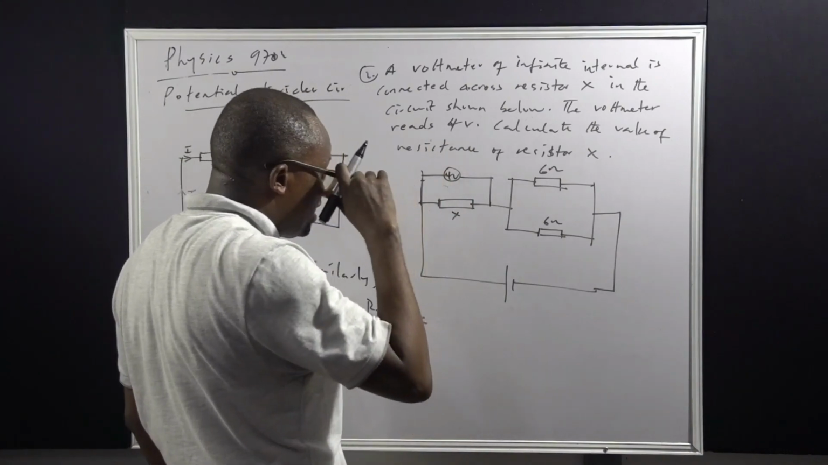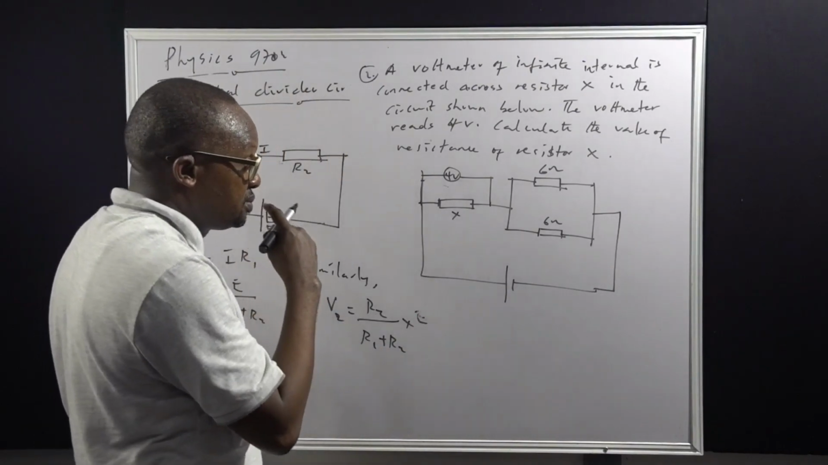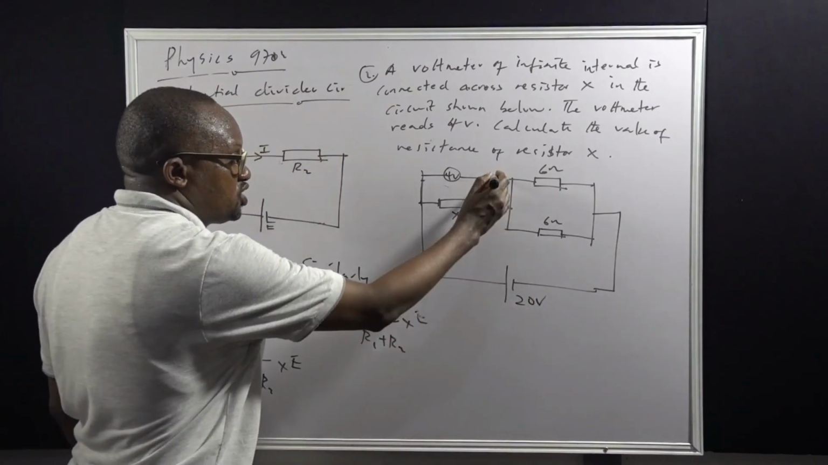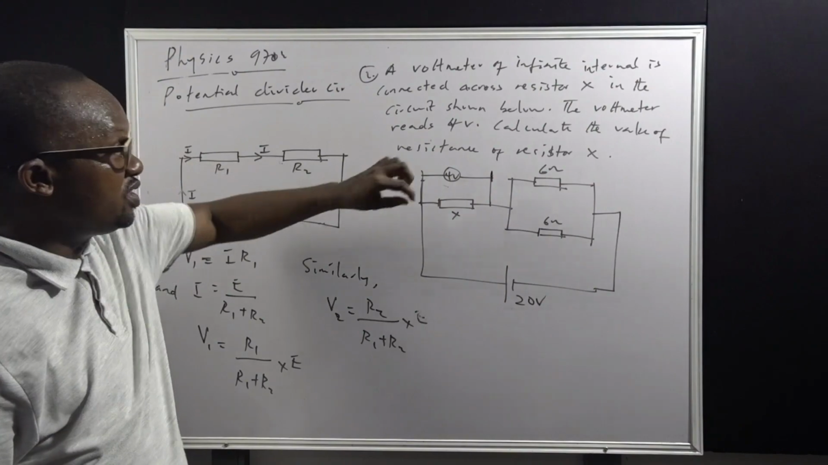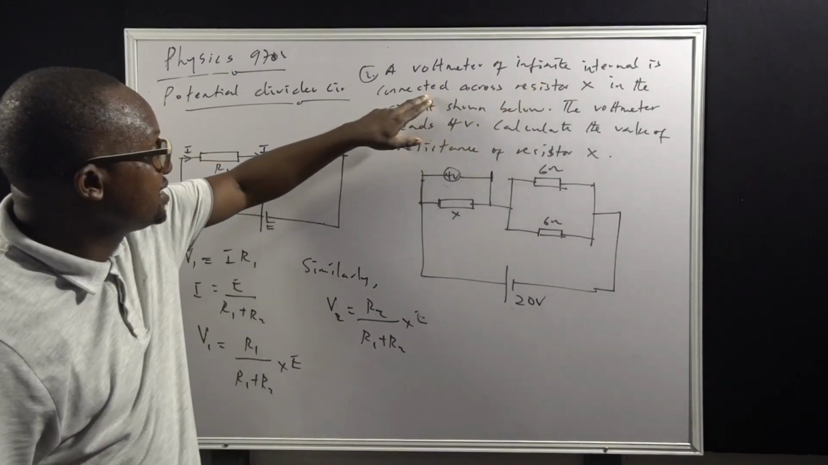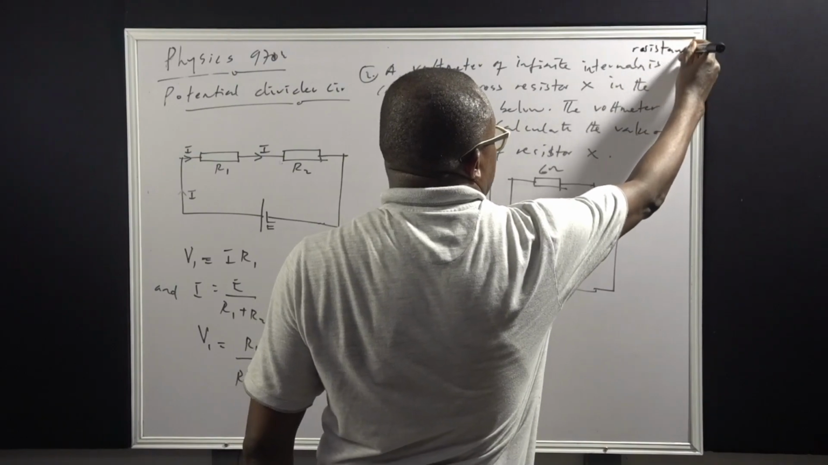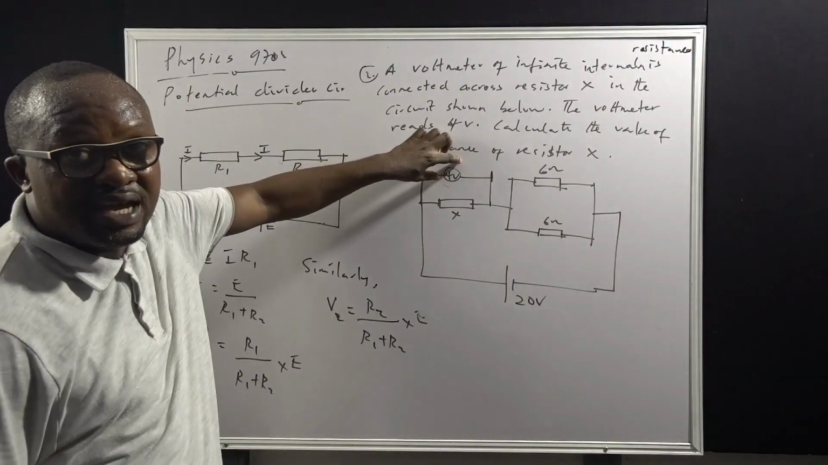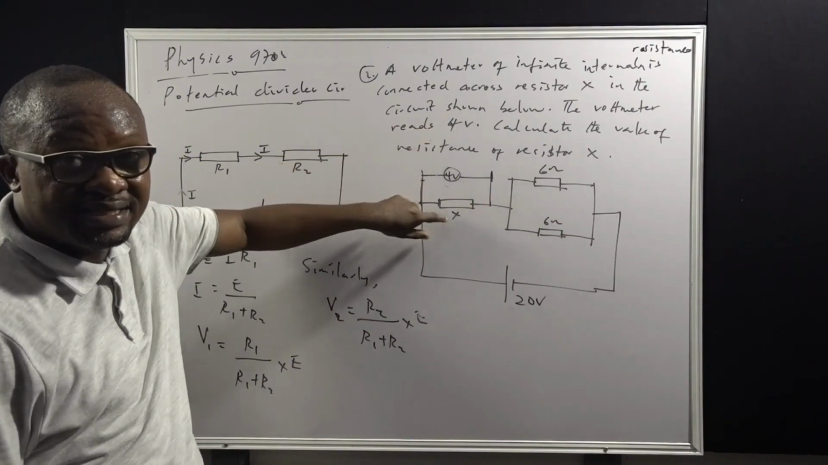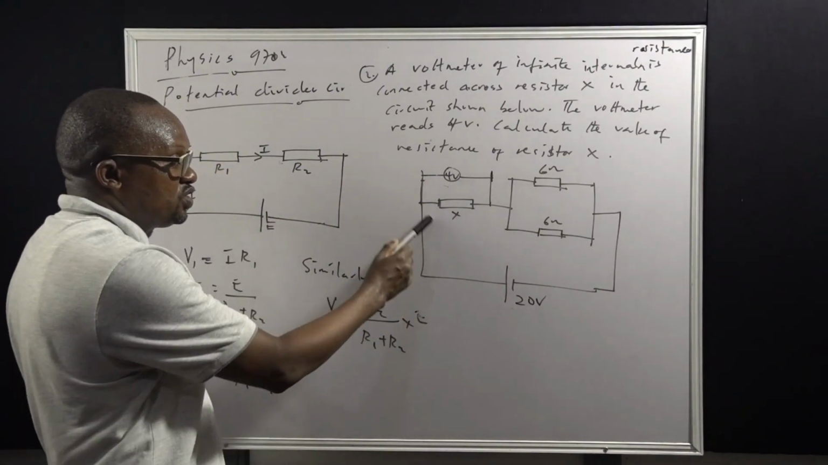Okay, and this is 20 volts. This question basically says that a voltmeter is connected across resistor X. The voltmeter has an infinite internal resistance, showing that it's an ideal voltmeter. An ideal voltmeter basically means that the voltage reading is exactly the PD across X. So we now want to find the resistance X.